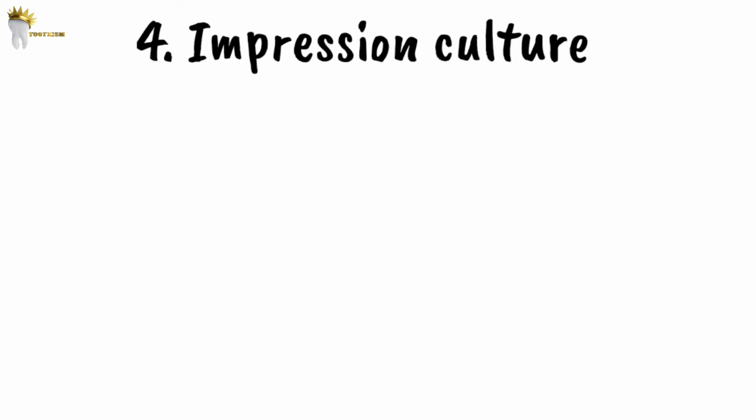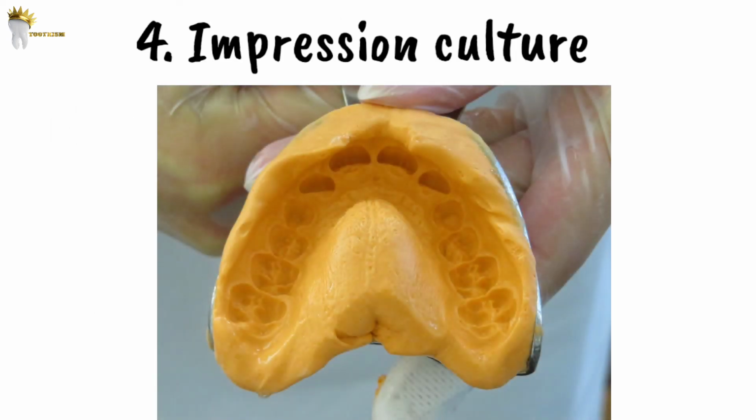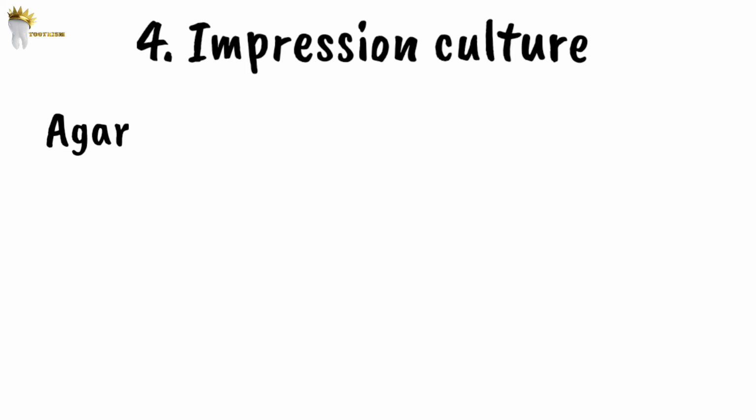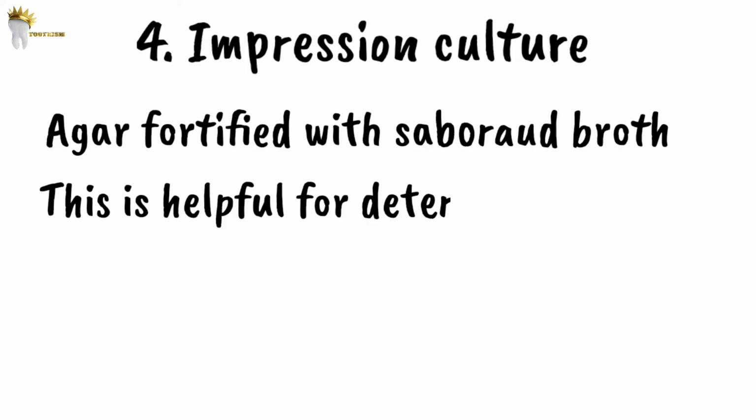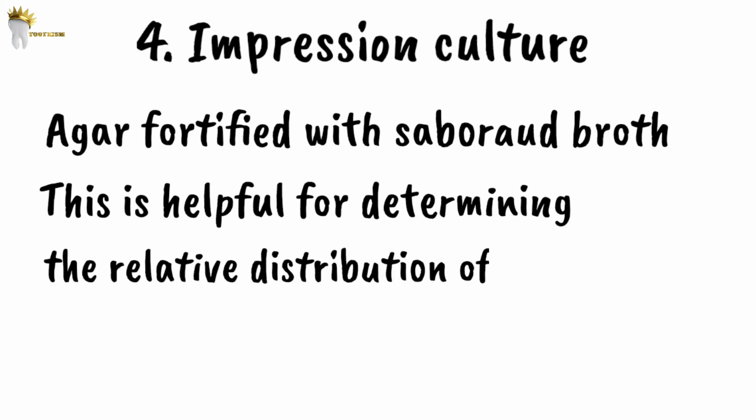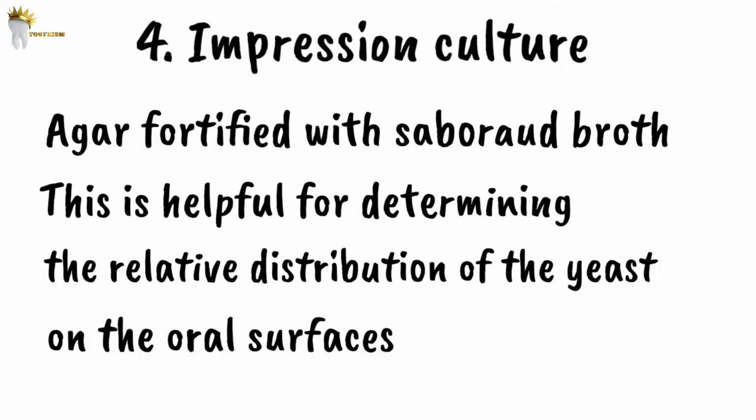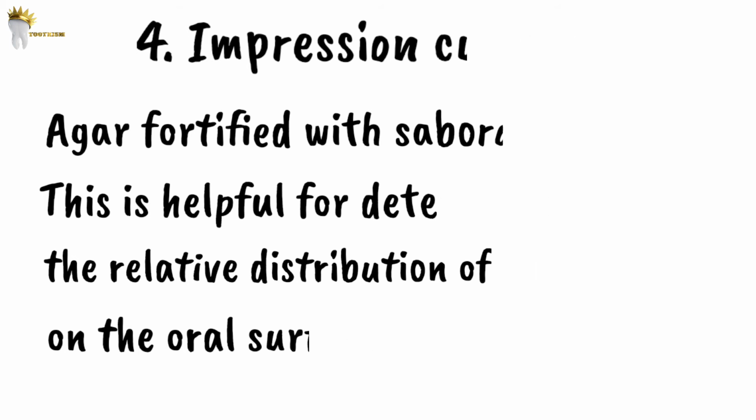Next is impression culture. First we have to make maxillary and mandibular impressions with alginate, and then casting is done in agar fortified with Sabouraud broth. This is helpful for determining the relative distribution of the yeast on the oral surfaces. It's used mostly as a research tool.